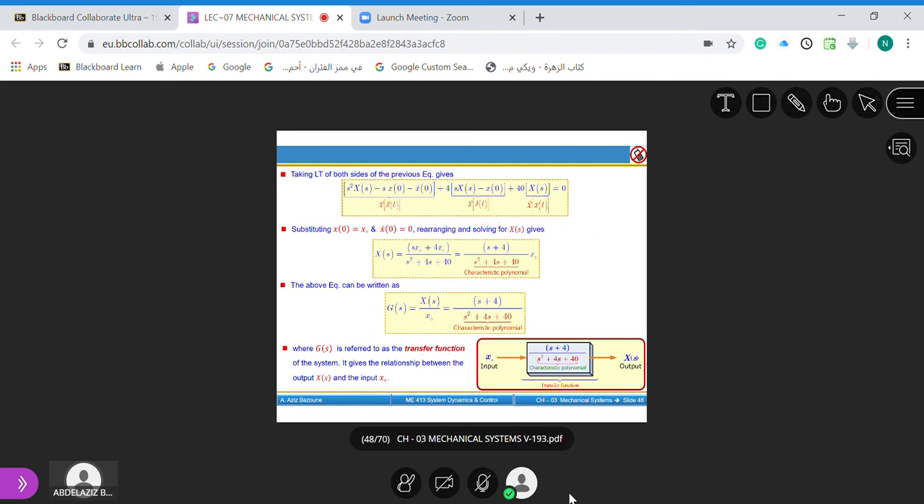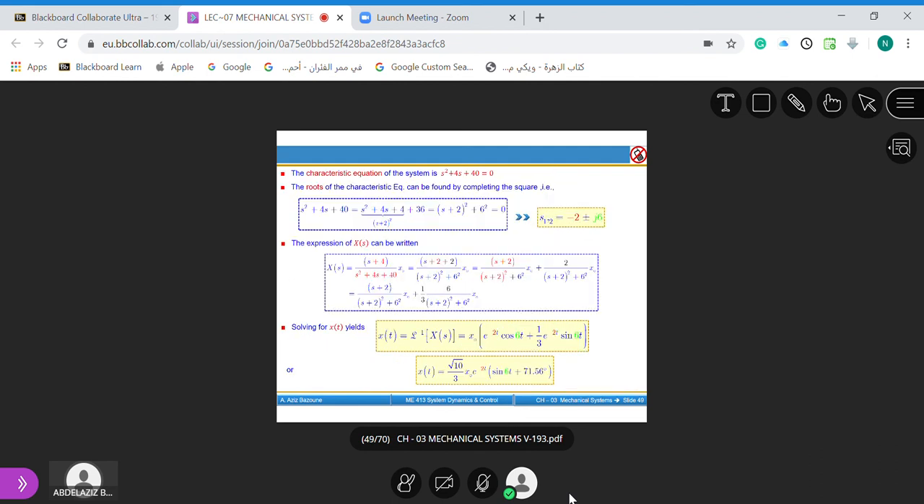Now, simply, we try to solve the equation. If we solve this equation, we set this equal to zero. And as you can see, we can complete the square just by writing 40 as 4 plus 36, and this term here we can write as (s + 2) the whole squared. So (s + 2)² plus 6² will give you 36. Now, if you solve it, your poles are minus 2 and plus or minus j6. So s is equal to minus 2 plus or minus j6.